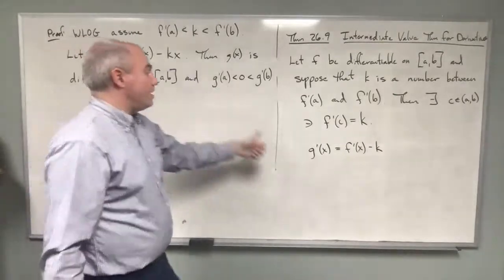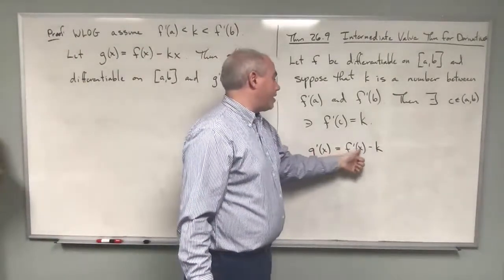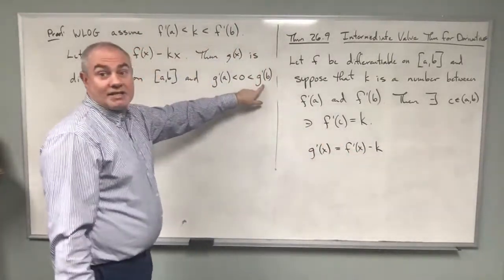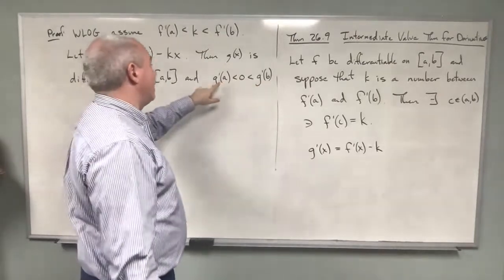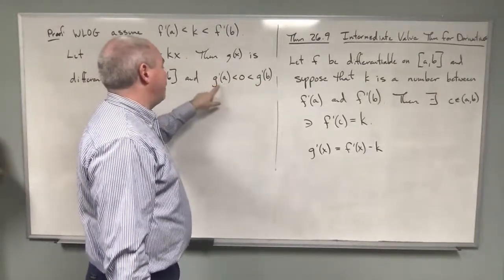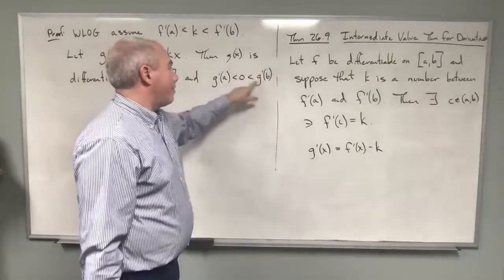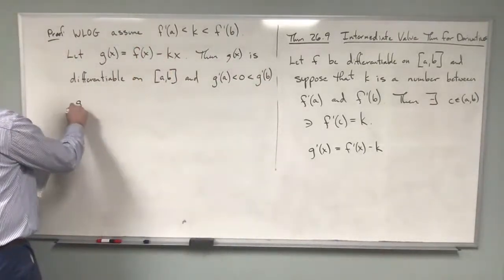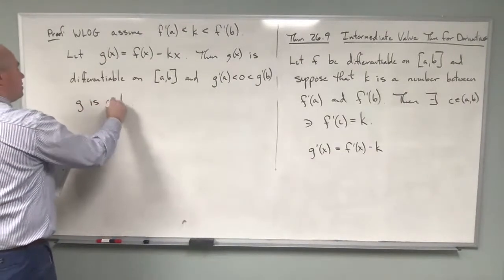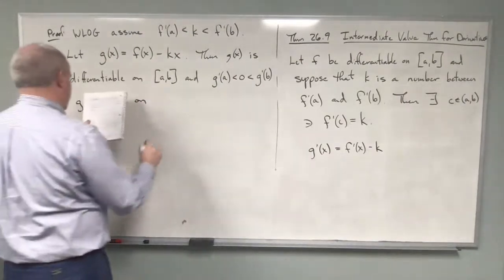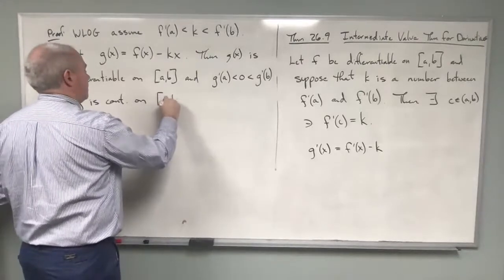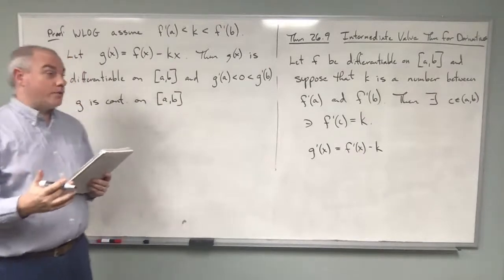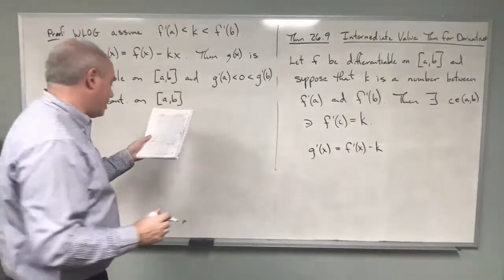Similarly, if I plug in B, G prime of B is f prime of B minus k. F prime of B is bigger than k, so this has to be positive. So I have a negative derivative here, and I have a positive derivative here. Okay. G is continuous on [A, B] because differentiability implies continuity. So I know that G must also be continuous on [A, B].